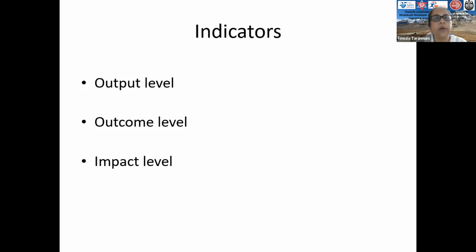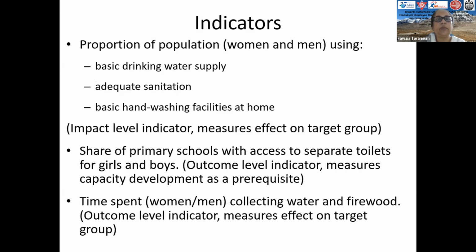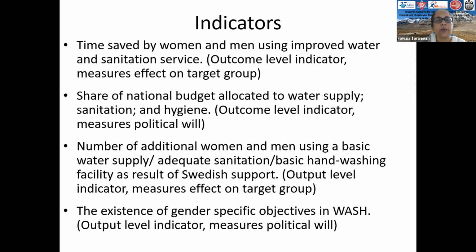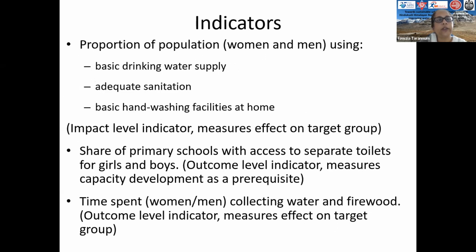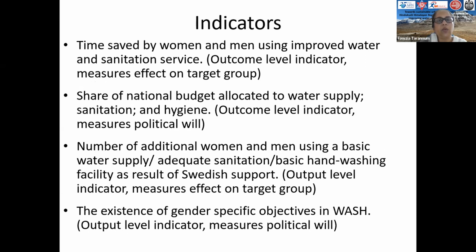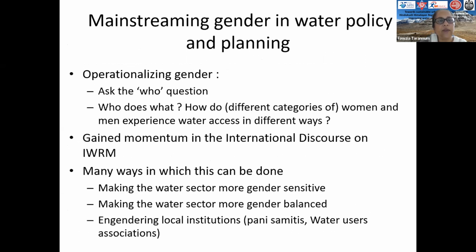So when you read this paper, I would suggest to all of you to keep in mind, the paper highlights it very well, but do keep in mind your output, outcome, and impact level indicators while reading the paper. I'm just skipping these slides because they are about basic drinking water supply, adequate sanitation, basic hand washing at home. So these things that are available. What is an outcome level indicator, what is an impact level indicator, what is an output level indicator.